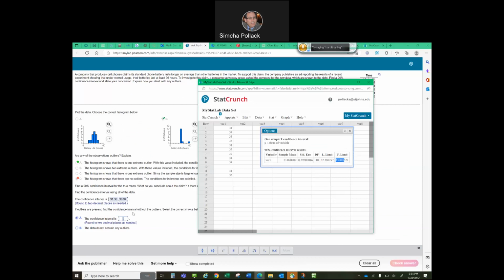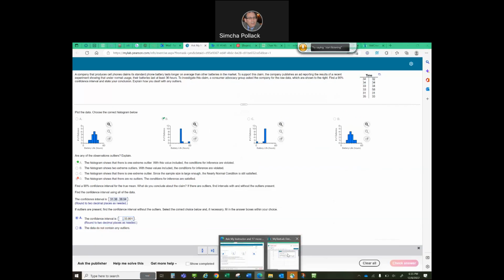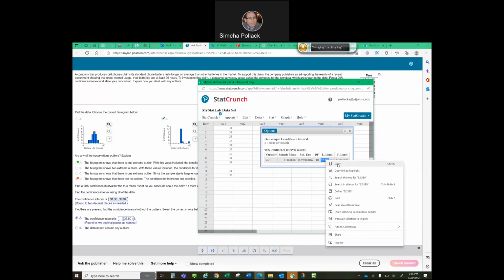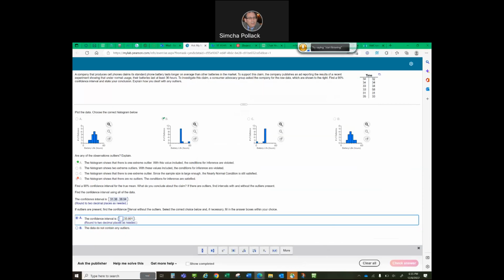Control C. Whoops, what did I do wrong? Control V. And the first one was, the lower limit was 32.38. Copy. Control V.